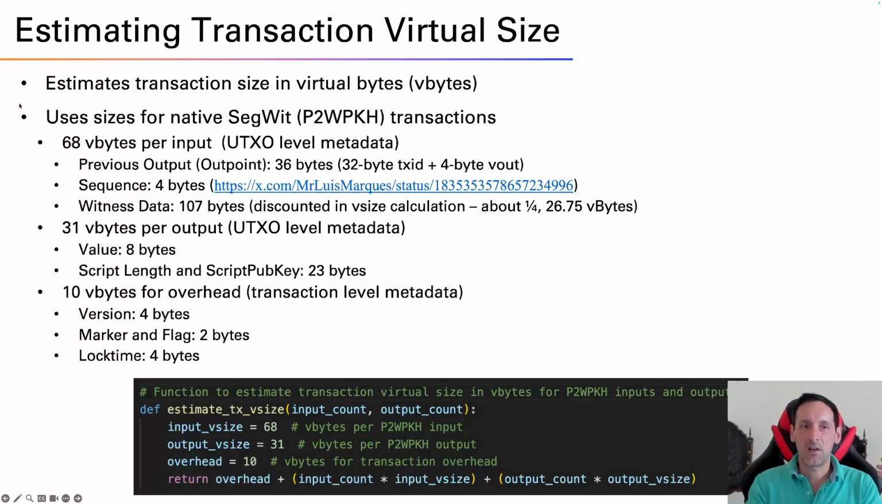So as I say here on the slide, there are three elements that are important when trying to calculate the size of a transaction: the inputs, the outputs, and the overhead. Let's talk about the inputs first. The inputs are primarily three things. You have the previous output, which I'm saying is 36 bytes, and it's 32 bytes from a transaction ID.